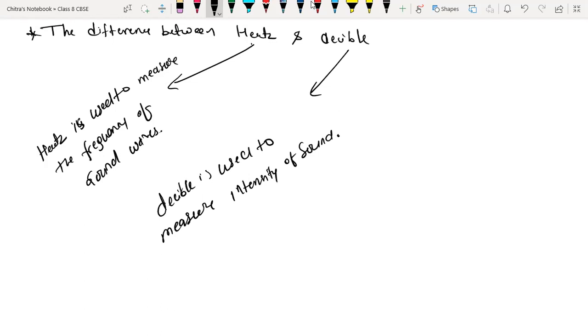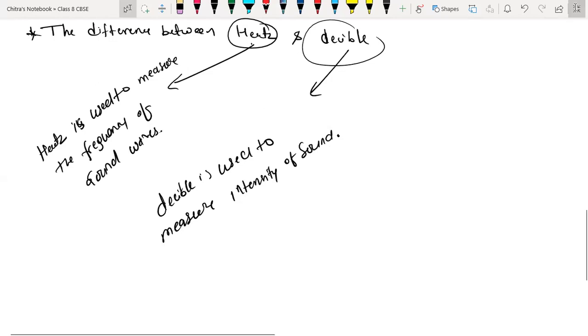Understood? Yes, sir. Again, just take a screenshot for hertz and decibel. Intensity means how loud the sound is, or maybe the amplitude of the sound.